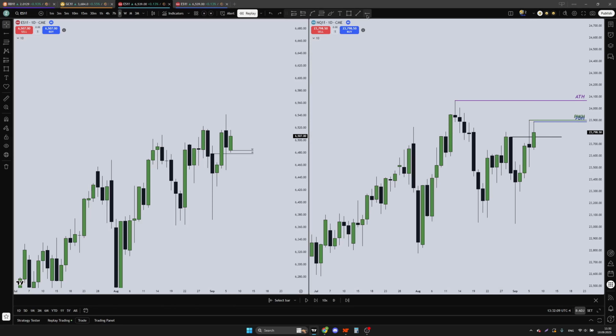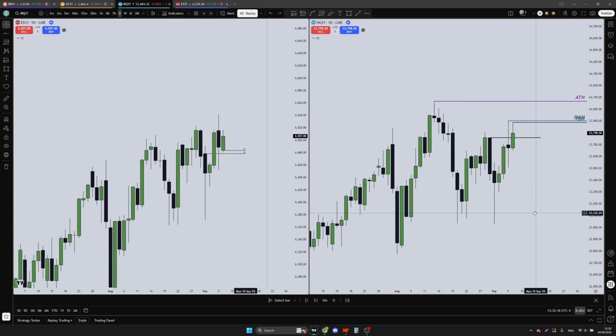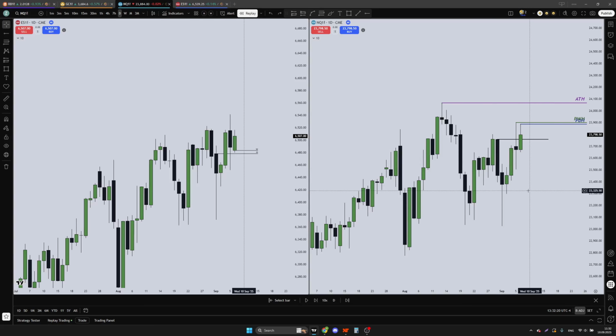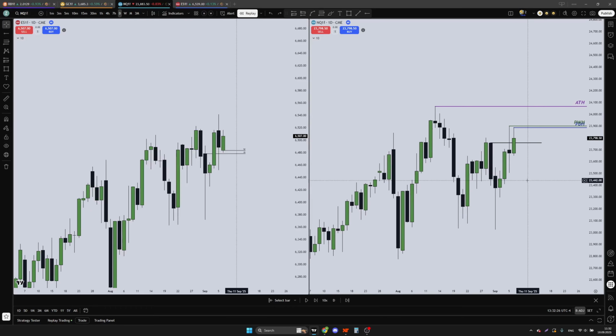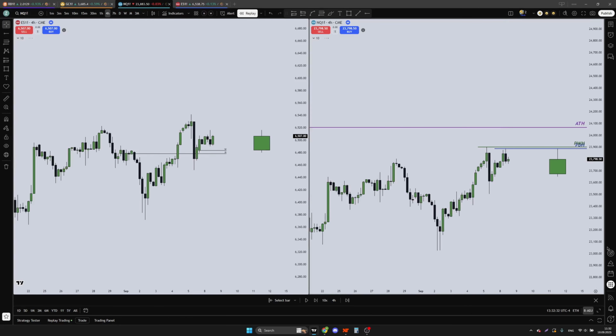Now also one thing to notice is that we are in Friday's candle range, both on the NQ and ES. So it can be consolidation on the lower time frames, and so far I have the directional bias higher, and I would just like to confirm that on the lower time frame charts. So let's see what we have on the 4-hour chart.